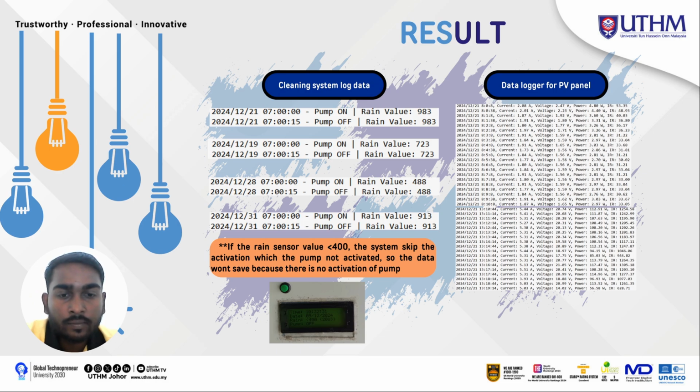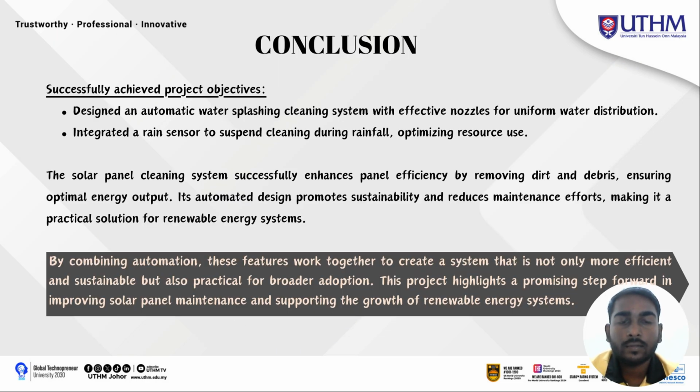This data consists of current, voltage, power, and irradiance value, with a real-time base. For the conclusion, I would say the project successfully achieved its objectives, which were to design an automatic water splash cleaning system with an effective nozzle for uniform water distribution and an integrated rain sensor to suspend cleaning during rainfall, optimizing resource use. The solar panel cleaning system successfully enhanced panel efficiency by removing dirt and debris, ensuring optimal energy output. Its automated design promotes sustainability and reduces maintenance effort, making it a practical solution for renewable energy systems.